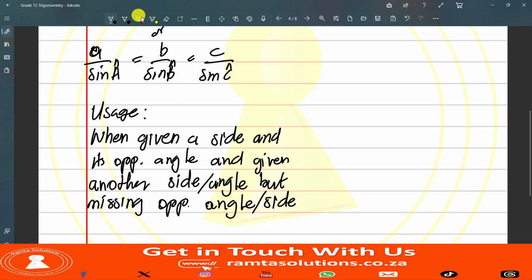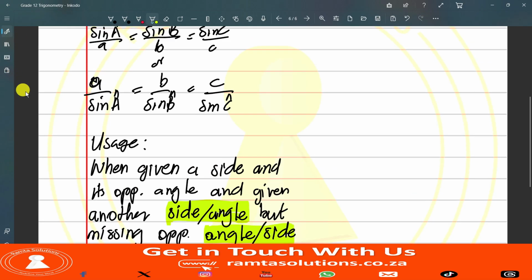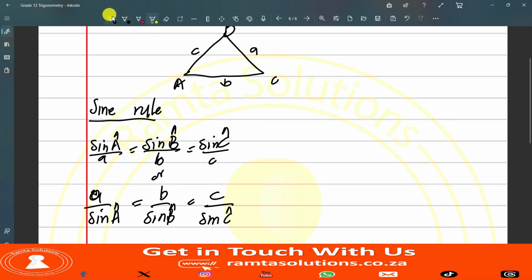So the order here is intentional. Let me highlight this. The order here is important. If you are given another side, you will be missing the opposite angle of that side. If you are given another angle, you will be missing the opposite side of that angle. Okay, thank you. Now let's go to the cosine rule.